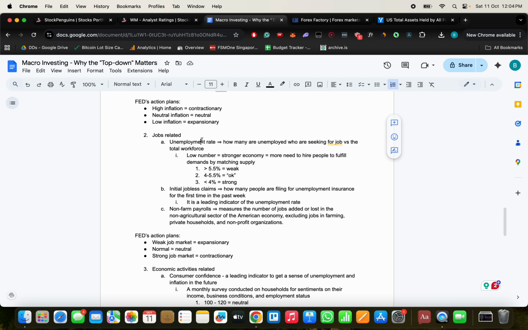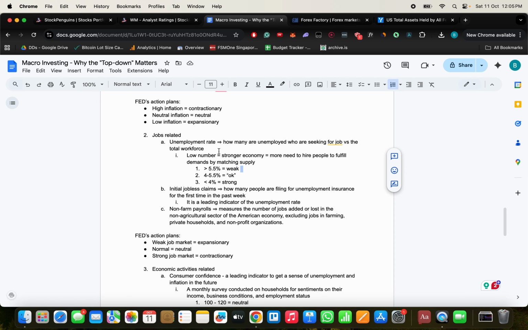Jobs. So, unemployment rate. How many are unemployed who are seeking jobs versus the total actual workforce, right? So a low number equals a stronger economy, and there's more need to hire people to fulfill demands by matching supply. There isn't an exact indication of what the Fed looks for as strong or weak employment, but generally, if the unemployment rate is more than 5.5%, it's a weak job market. 4 to 5.5% is roughly okay.